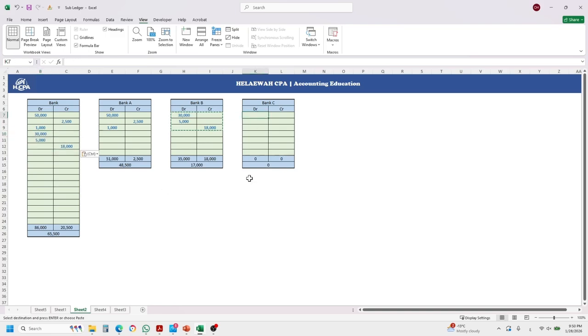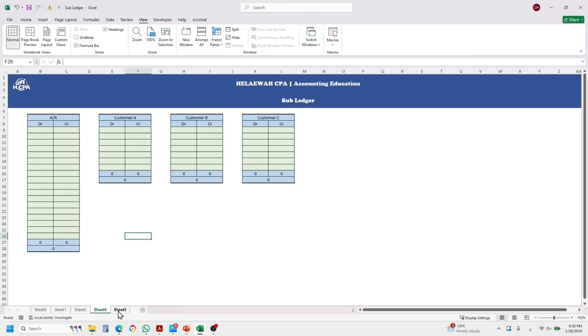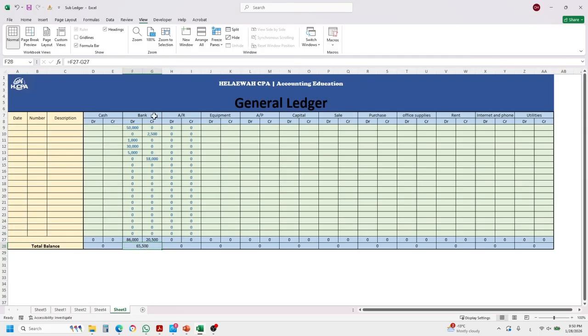Bank C, 25,000, 30,000, and 40,000. As you can see here, bank A balance 48,500, bank B 17,000, bank C 35,000, but in total bank account we have 65,500. Now if you go to the general ledger, you're gonna see here the bank account 65,500 with all the transactions that happened inside each bank.